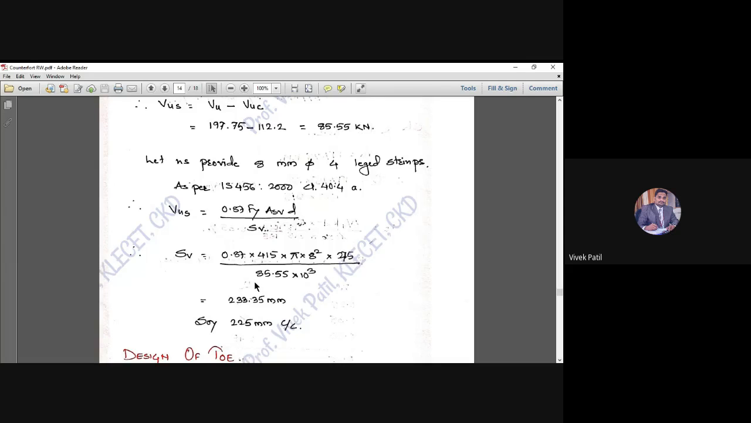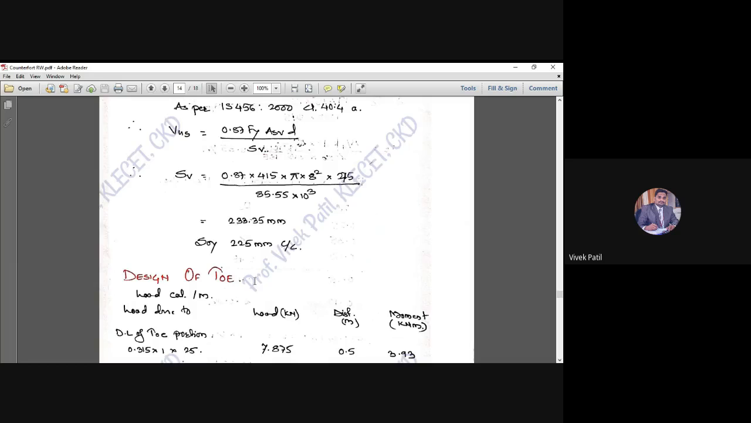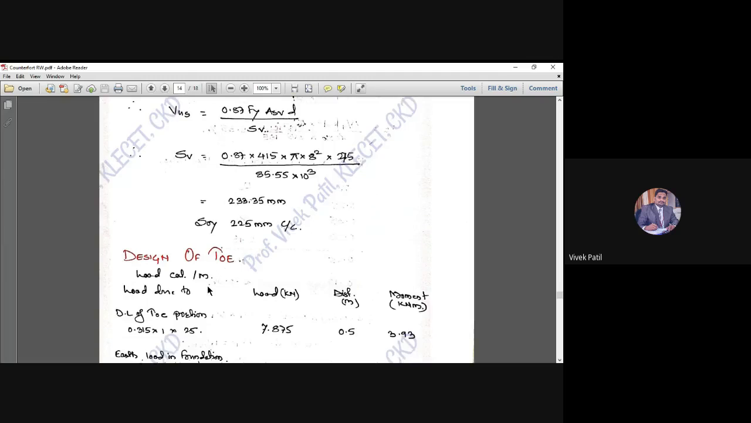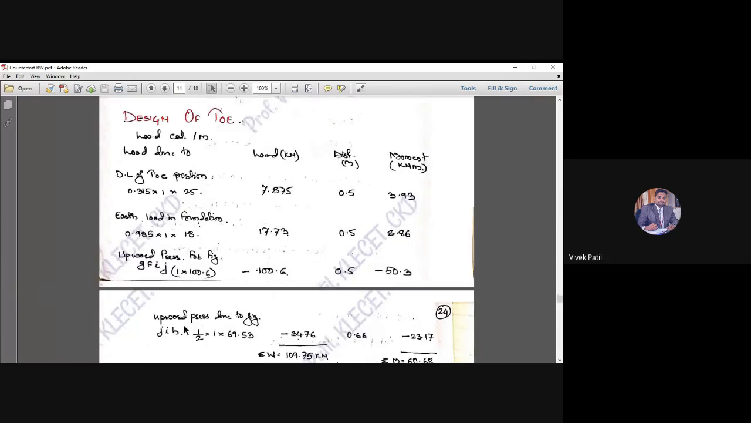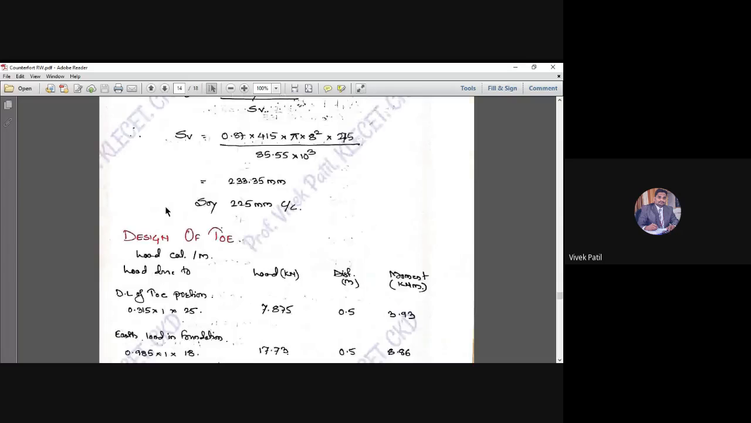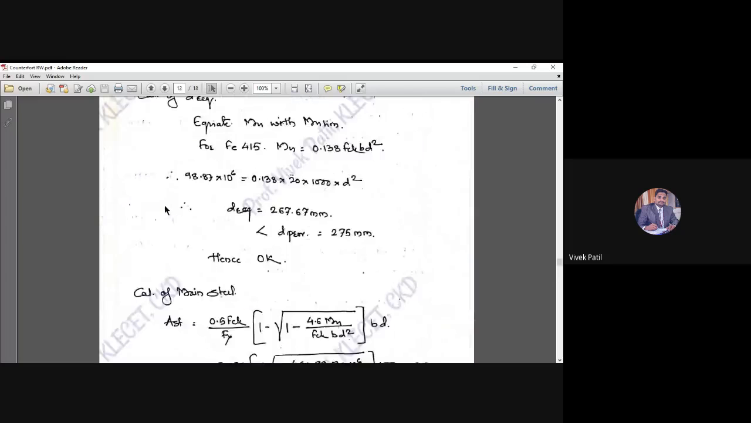Now let us design for the toe. For that we have to go for the calculation of loads and moments, whatever is acting on the toe. The dead load of the toe and the earth load on the foundation will be acting in the downward direction, these two forces, and upward, the soil pressure will be acting. One is the rectangular portion, another one is the triangular portion. Somewhere here we have drawn the pressure distribution diagram, and this is the area we have to consider for the calculation.